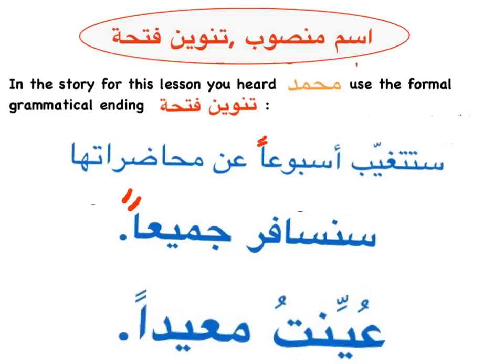In the last sentence we have عينت معيدا. I was made into a TA. عينت معيدا. معيدا here is a direct object, so it's منصوب, and it's منصوب with تنوين الفتح. عينت what? That's the question. What were you appointed? معيدا.